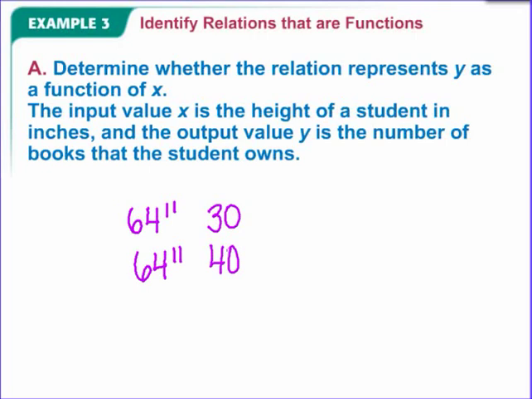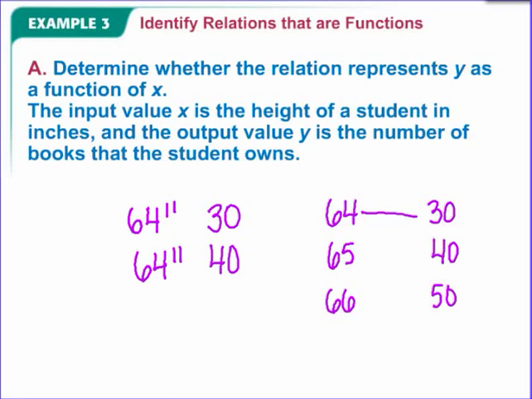No. Why not? You have two 64s that go up to 30 and the 40. So when you think about this, if you were going to draw out your numbers here, your height in inches as your inputs, and then you put the number of books they own over here, your 64 here would have 2 lines going here, and that is why it is not a function.